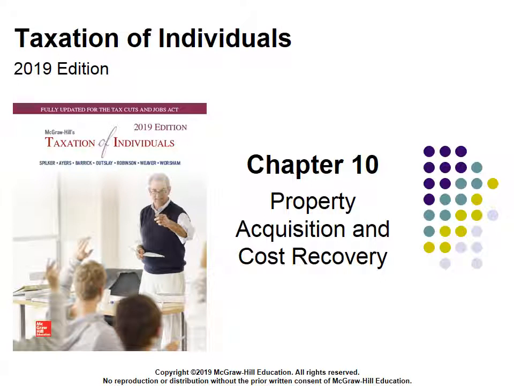In Chapter 10, we will be looking at property acquisition and cost recovery. For the most part, depreciation calculation, which is cost recovery, has not changed the base way of calculating it. However, there are some new expensing options and revised expensing options that we'll be looking at that did come about with the new tax law change.